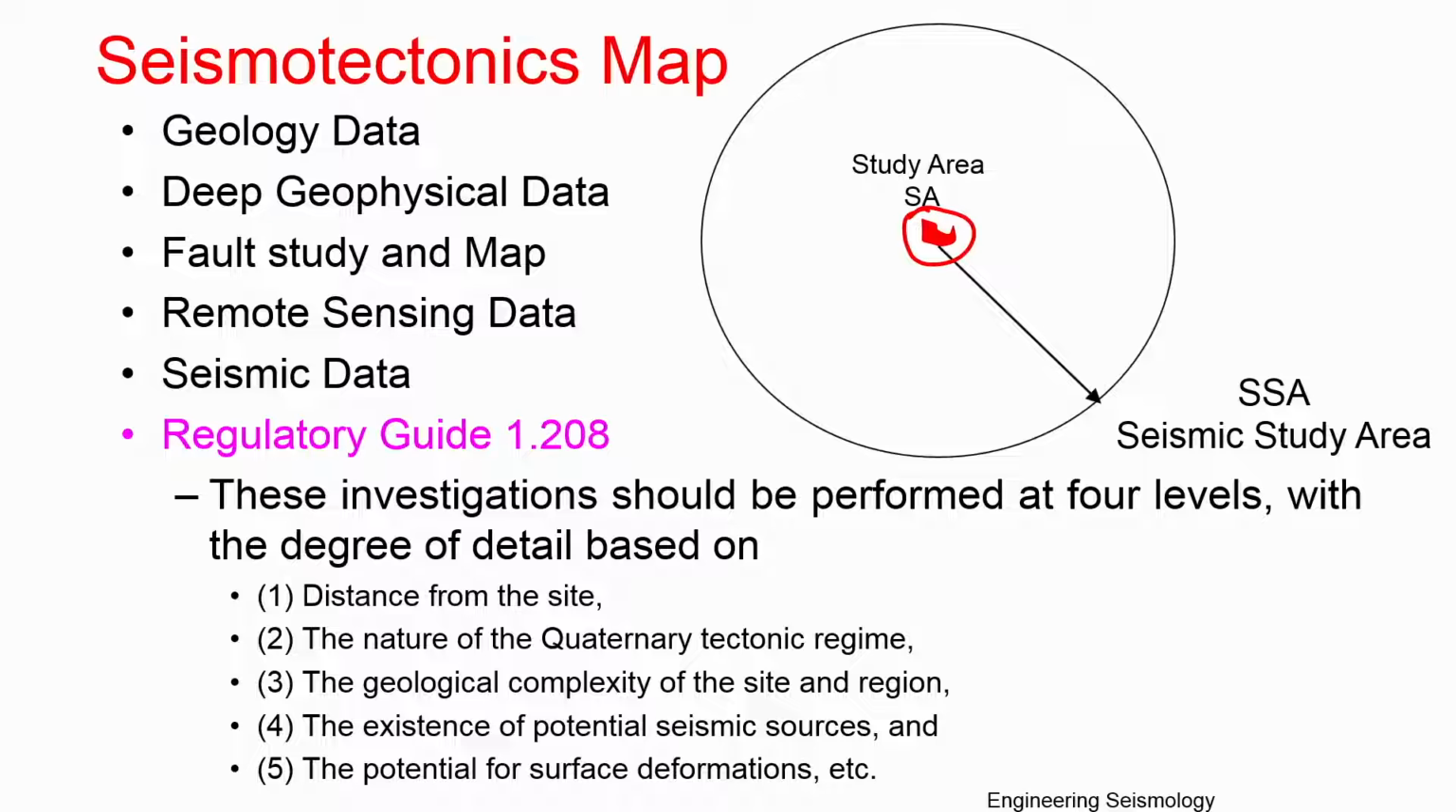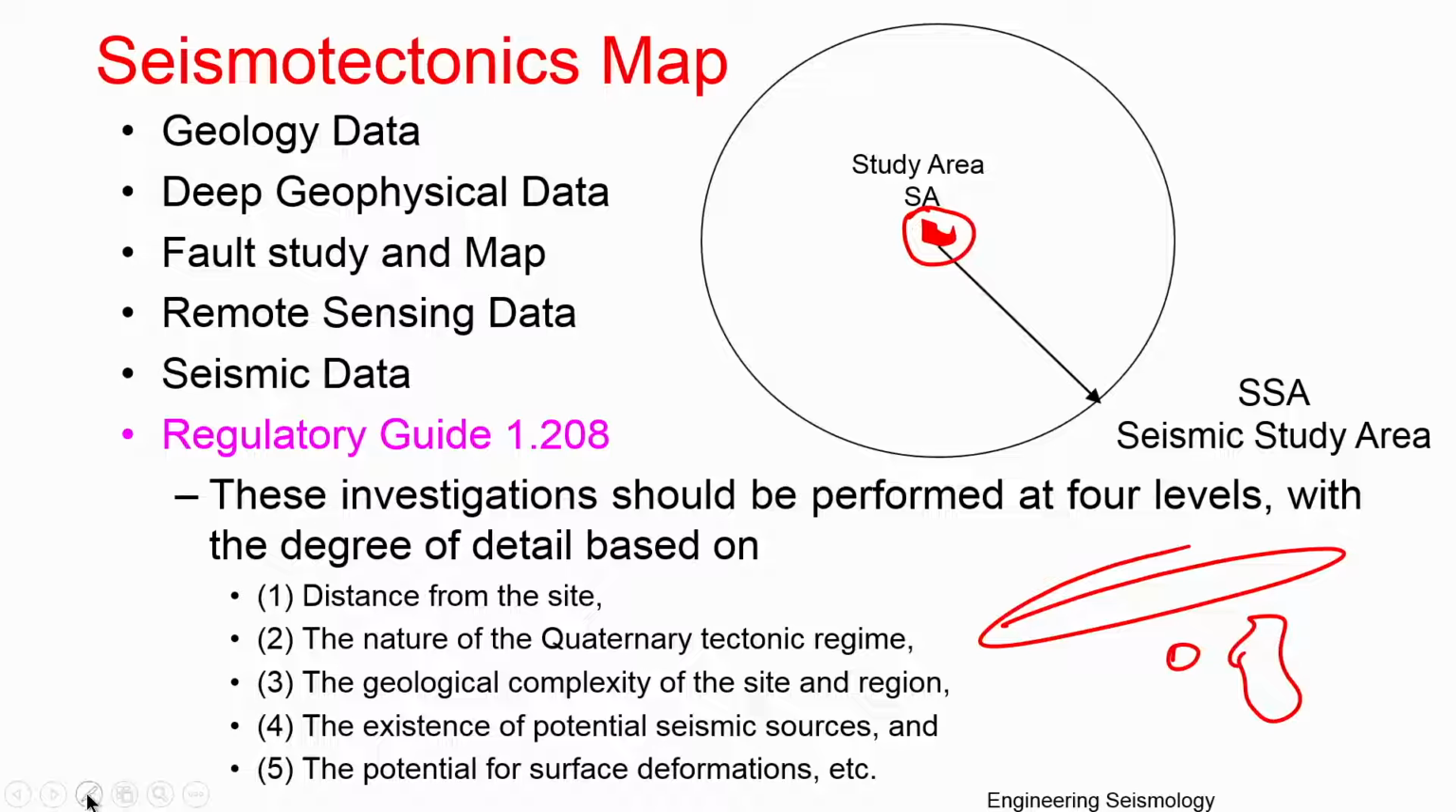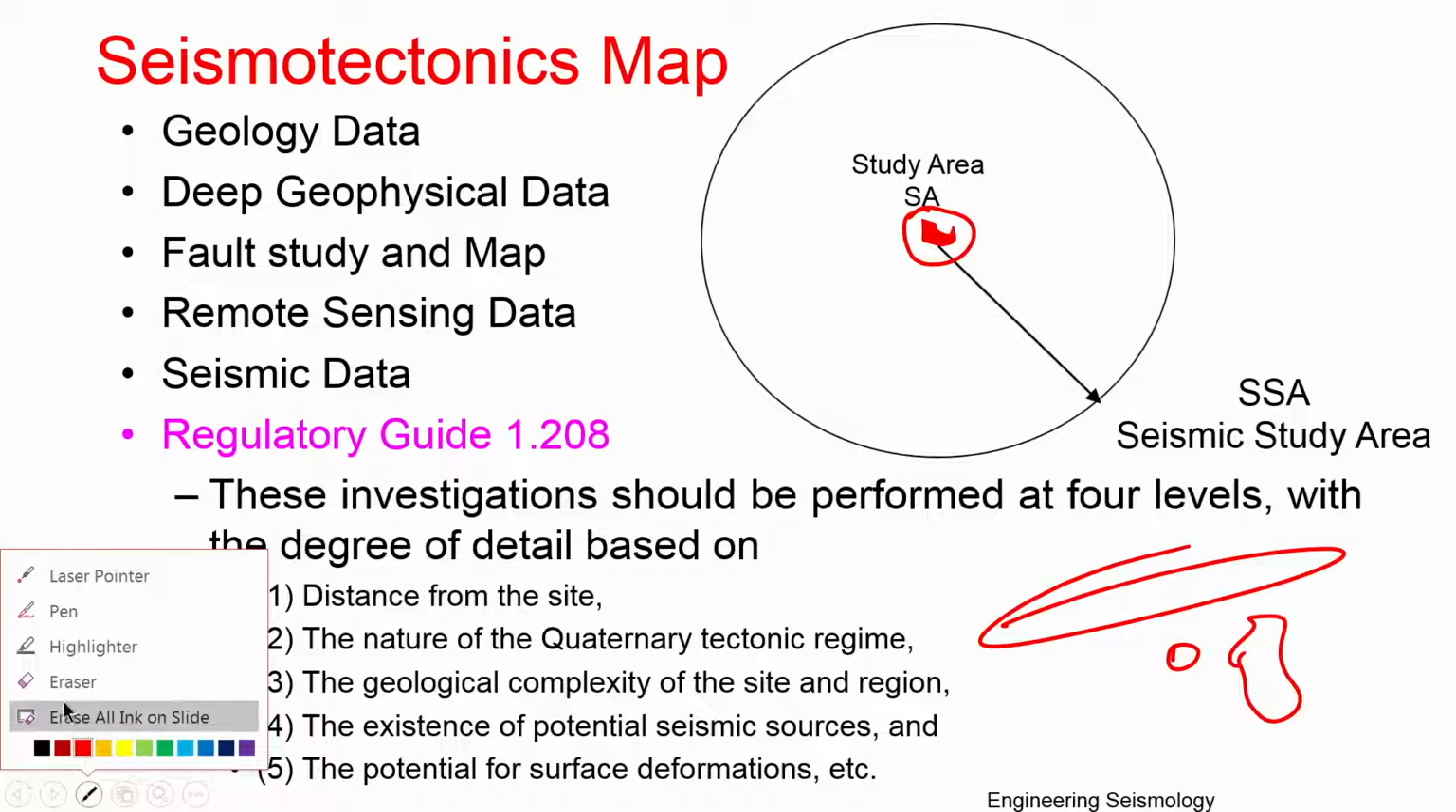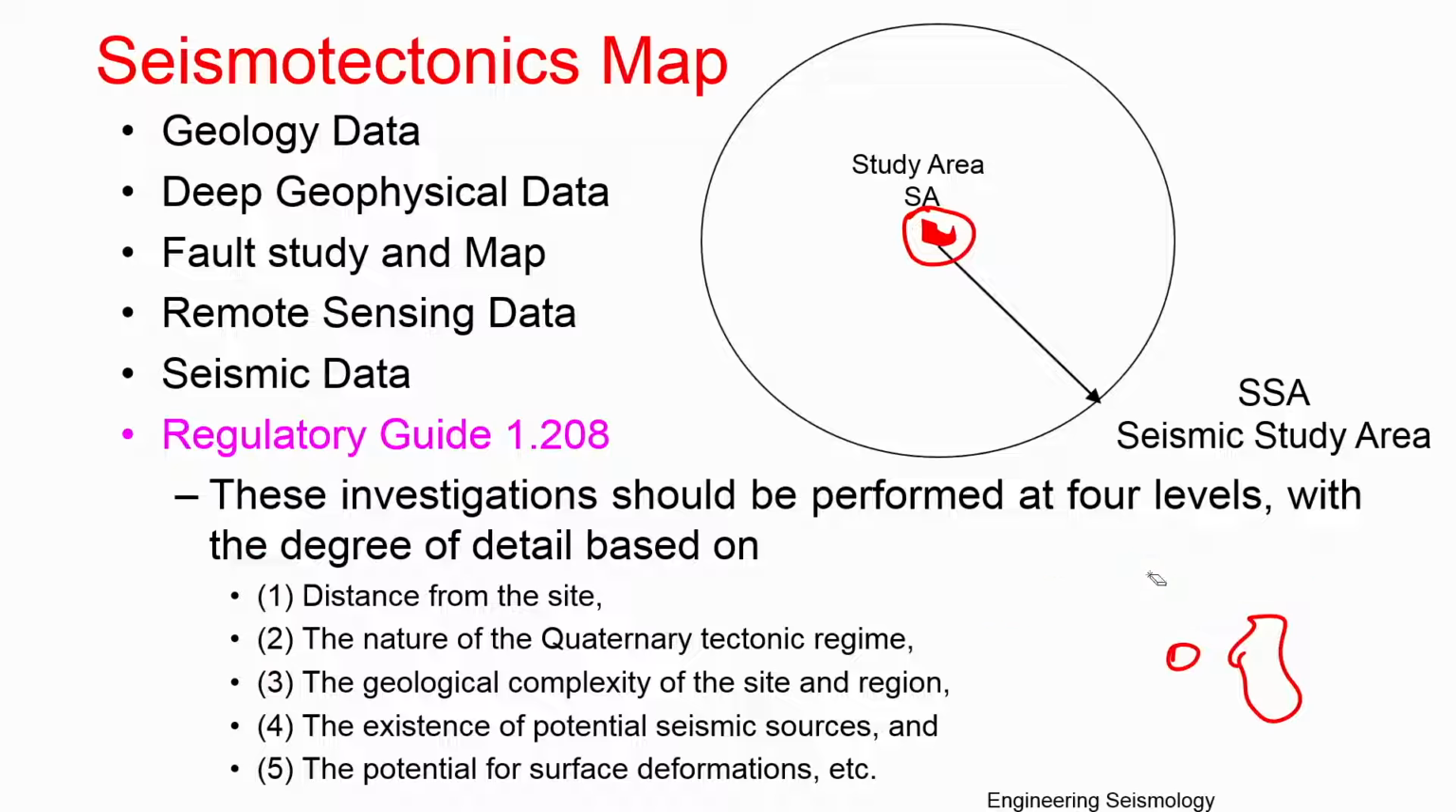Depending on the place, some places will have a proper circular shape, some places an irregular shape, some places even a linear shape. It does not matter. The study area is where you are trying to predict the hazard. The seismic study area is the area where you need to consider whatever parameters we discussed in the previous slide. All those parameters need to be considered within that radius, which is the seismic study area.